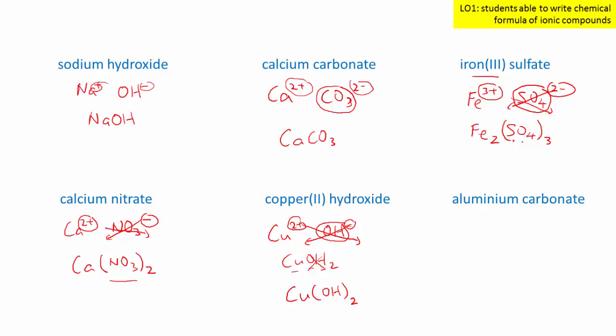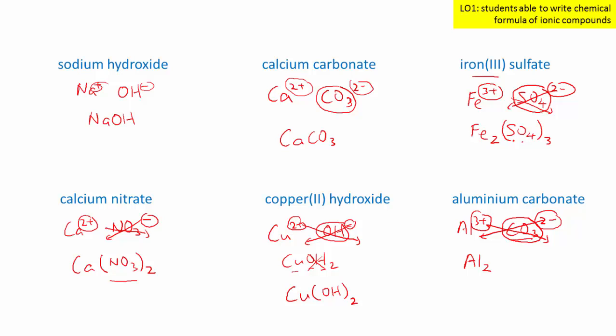Let's try the next one. Aluminium. Aluminium is Al3 plus, CO3 2 minus. Now take note, the 3 for carbonate has nothing to do with the charge. It simply means that 1 carbon and 3 oxygen together, this polyatomic ion, has a charge of 2 minus. So 3 plus and 2 minus are not equal and opposite, so you must cross the numbers. So the 2 goes to aluminium, you have Al2. Do you need to put a bracket? No need, because Al is a single element. You don't put a bracket around a single element.